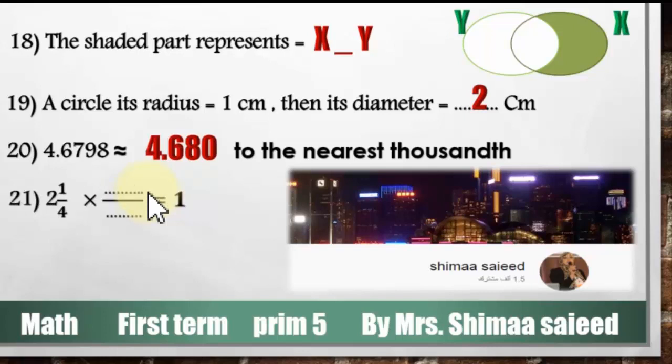2 and a quarter times an unknown number equals 1. Firstly, convert this mixed number into an improper fraction. 2 times 4 equals 8 plus 1 equals 9 over 4. 9 over 4 times 4 over 9 equals 1.